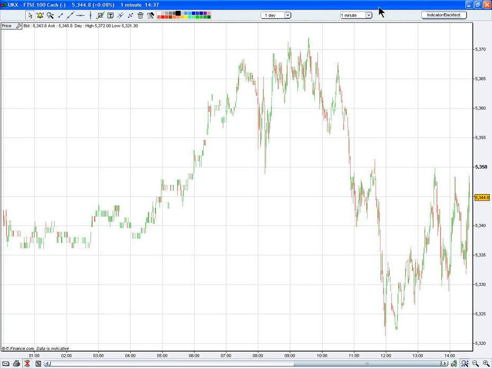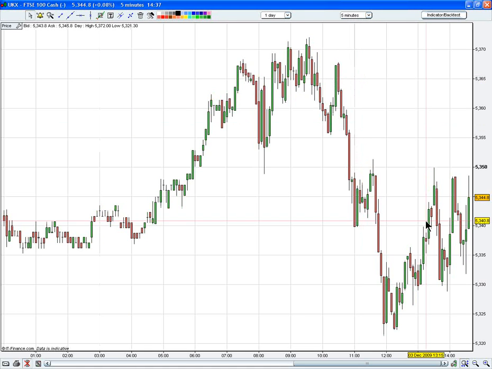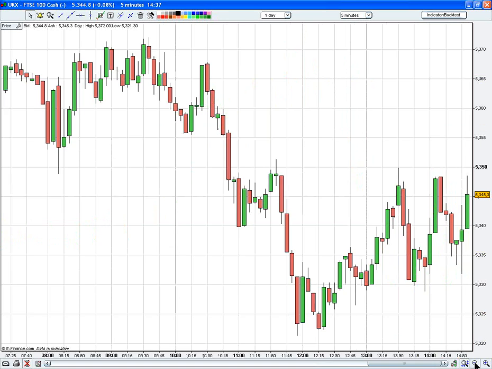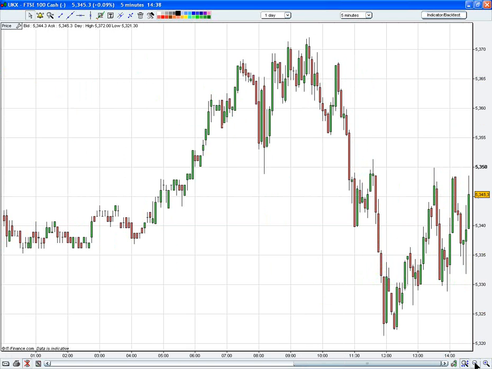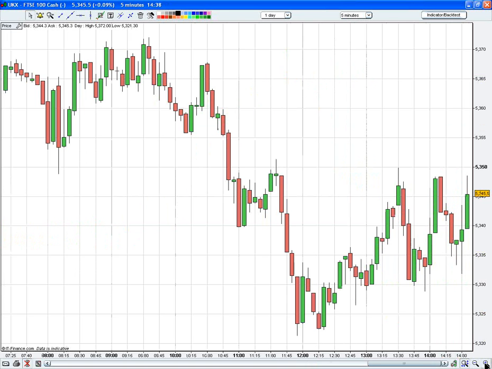So I'm going to bring up the chart for the FTSE. And again, the software that I use for this is our trading platform, PureDeal. This is from PureDeal. So this is something you can have access to if you're a client of IG Markets. So this is the FTSE today.